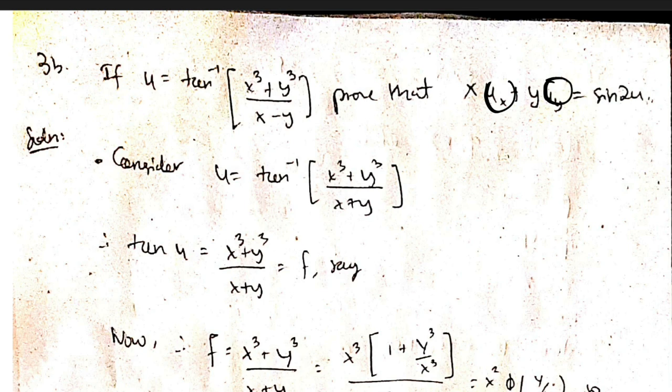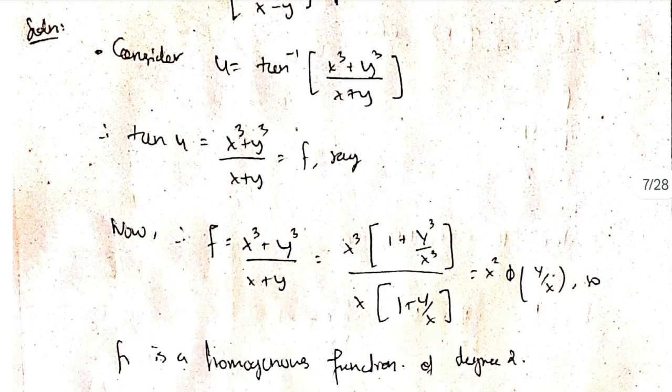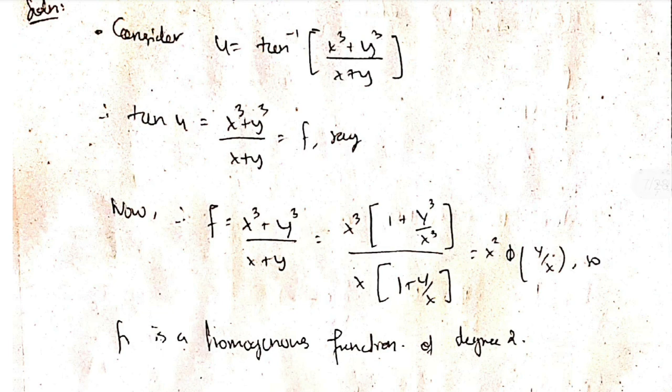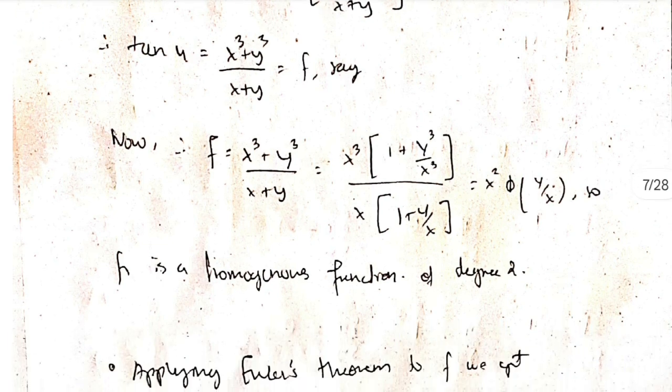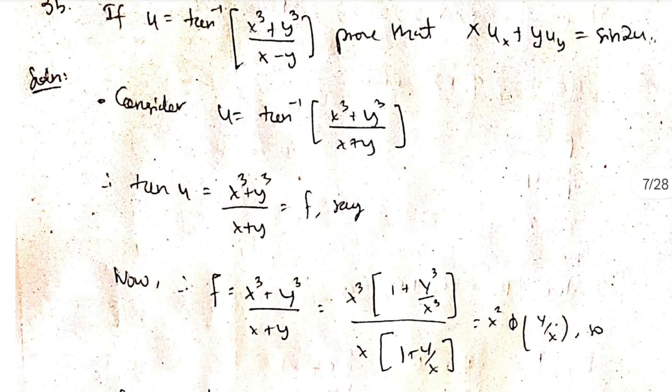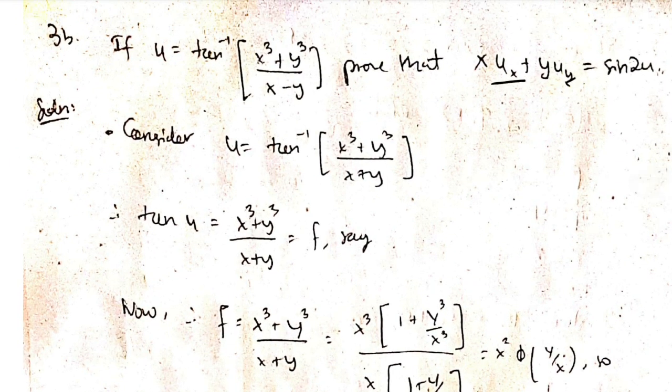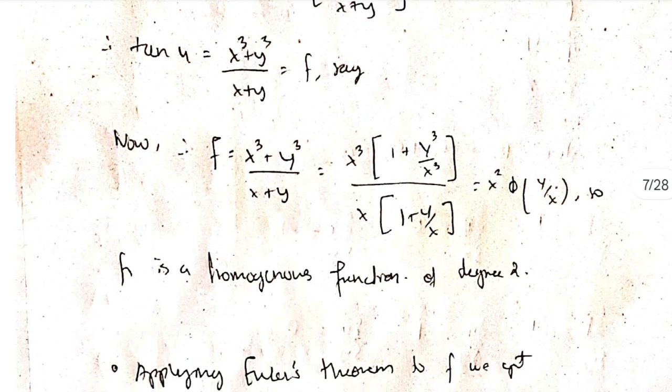Okay, so how do you differentiate partially? That I have explained in the theory video, you can watch that. So here's the u term, and you will differentiate partially with respect to x first, and then partially differentiate with respect to y, and substitute those two terms here. Okay, x and y. But before that you need to check one thing.